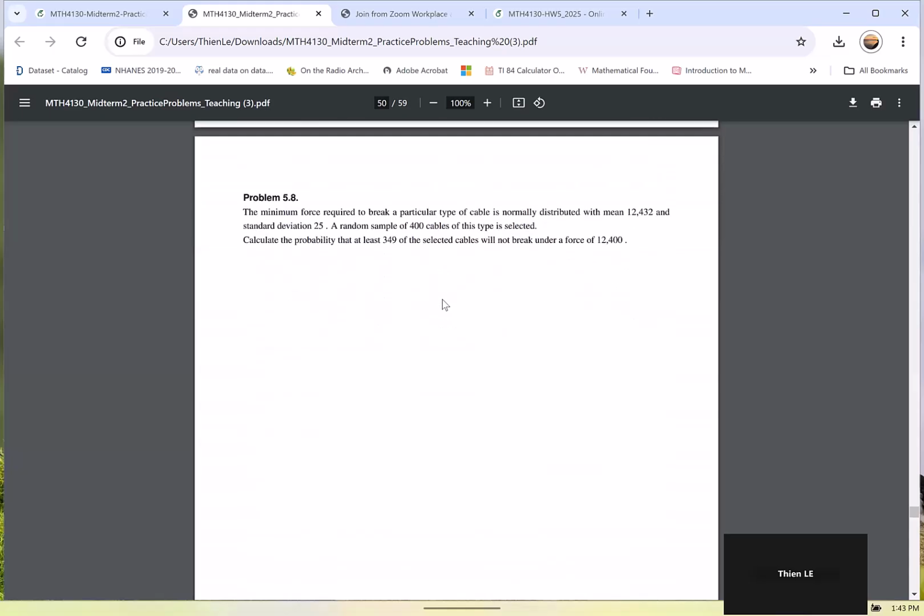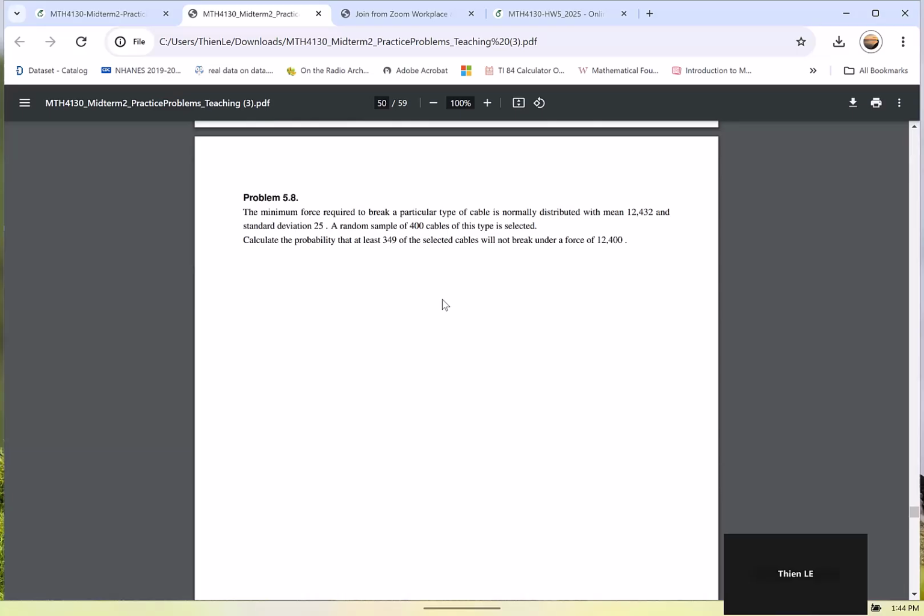And the minimum force required to break a particular type of cable is normally distributed with mean 12,432 and standard deviation 725. Randomly sample 400 cables of this type. Then calculate the probability that at least 349 will not break, right? Here we care about cables that will not break under this much force. So what is the success probability? Success here means the cable will not break under a force of 12,400.